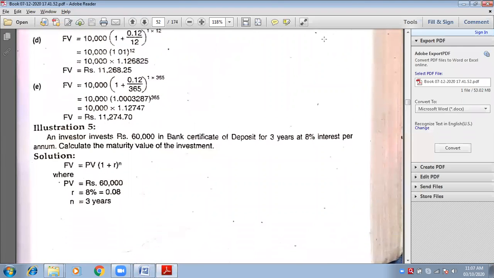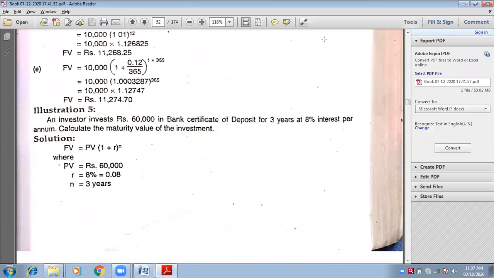An investor invests rupees 60,000 in a bank certificate of deposit. Certificate of deposit is a type of investment. So an investor is investing 60,000 in a bank and he has opted for certificate of deposit, for 3 years, at the rate 8% interest per annum. Calculate the maturity value of the investment.